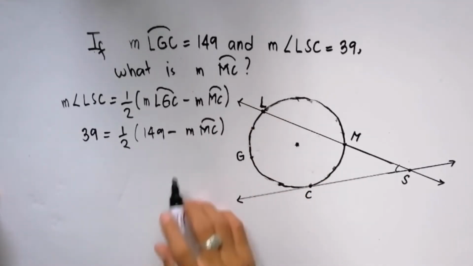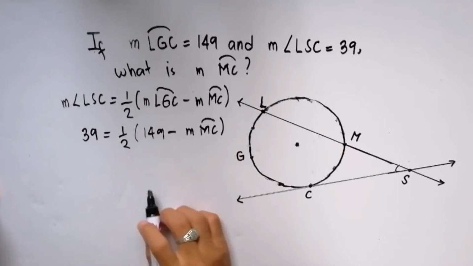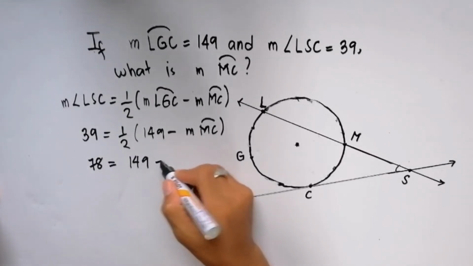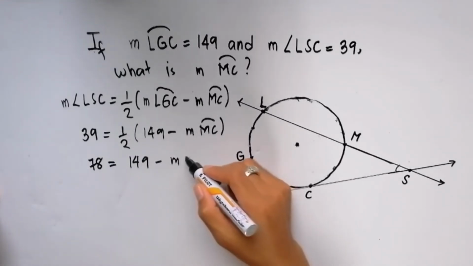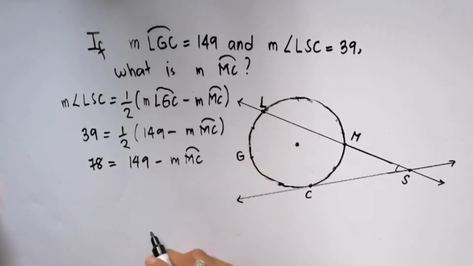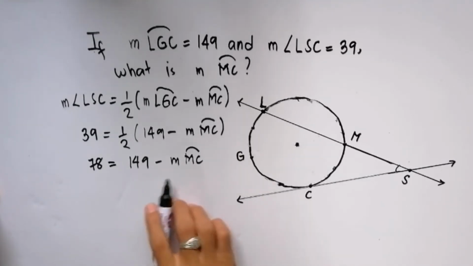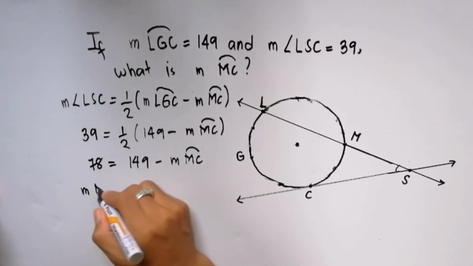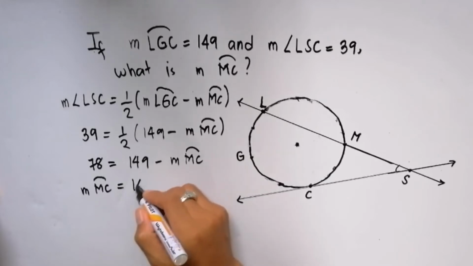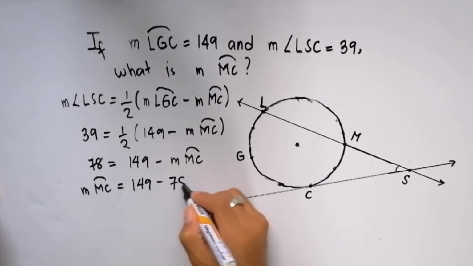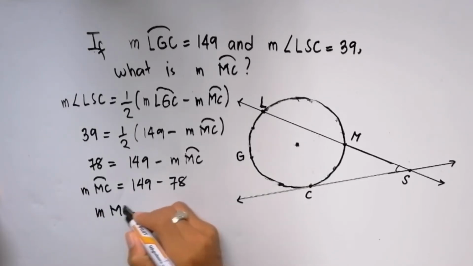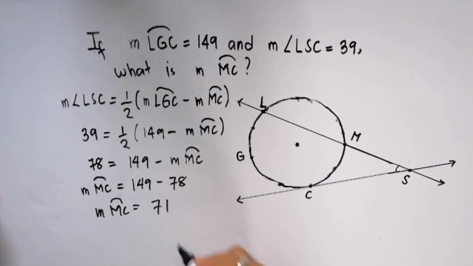Then apply the cross multiplication. So multiply 39 times 2, so that is 78, is equal to 149 minus the measure of arc MC. Then apply the addition property of equality. So from negative, this becomes positive. We have the measure of arc MC is equal to 149 minus 78. So therefore, the measure of arc MC is equal to 71.